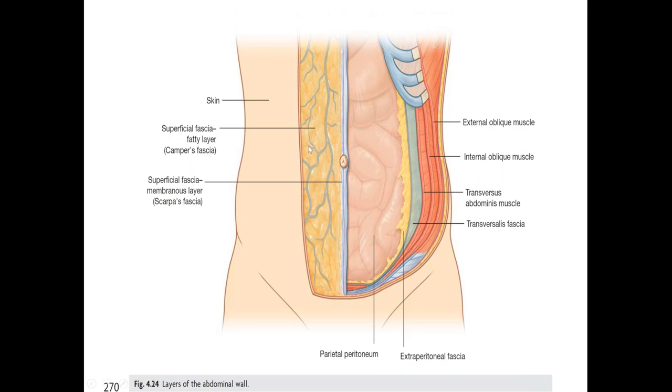Superficial fascia, the fatty layer, and this is the superficial fascia, the membranous layer, Scarpa's fascia. And then the three muscles below.